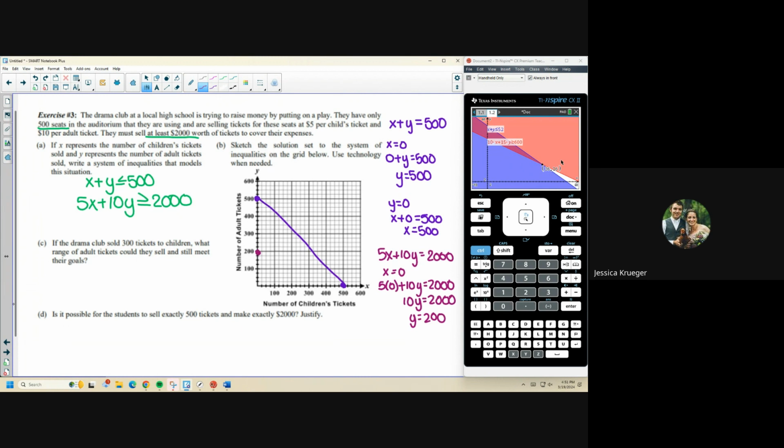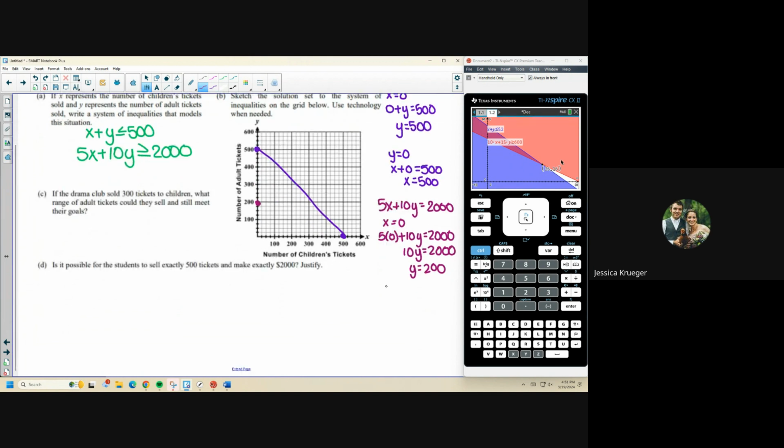And then I'm going to do the same thing with this, but I'm going to let Y be 0 and figure out the biggest X I can have. So I get 5X equals 2,000. Divide both sides by 5, and we get X equals 400. So my X-intercept is 400.